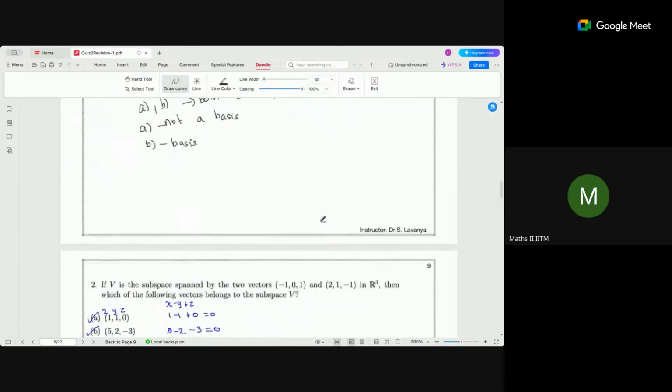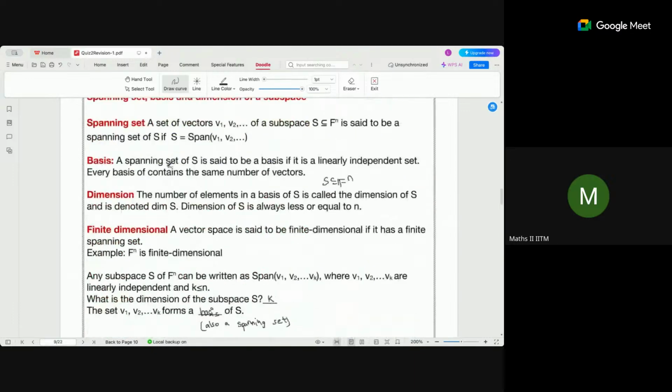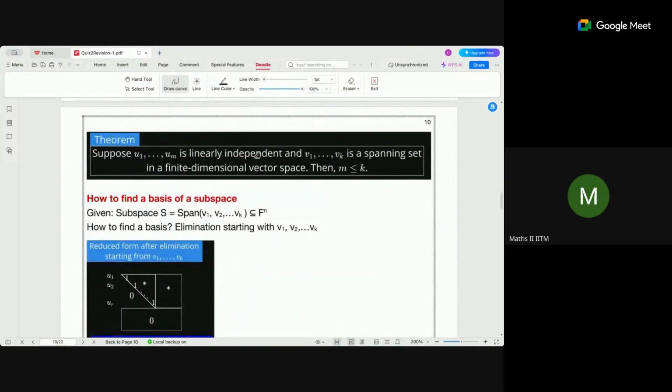Why is that so? You saw this example, right? Here the spanning set can have more than 3 vectors, but minimum you need at least 3 vectors for a spanning set. So you see that here 3 is less than or equal to 4. The same concept applies here: any linearly independent set has size less than or equal to the size of any spanning set.